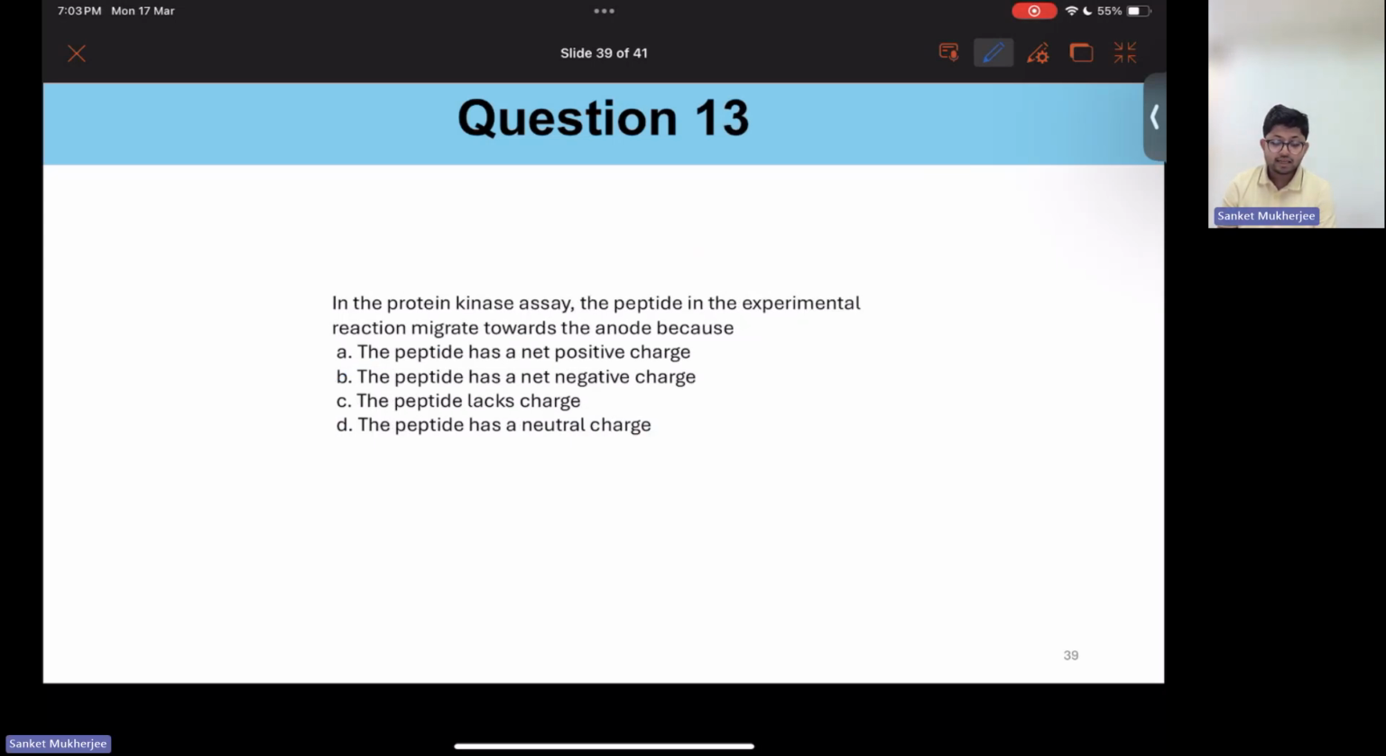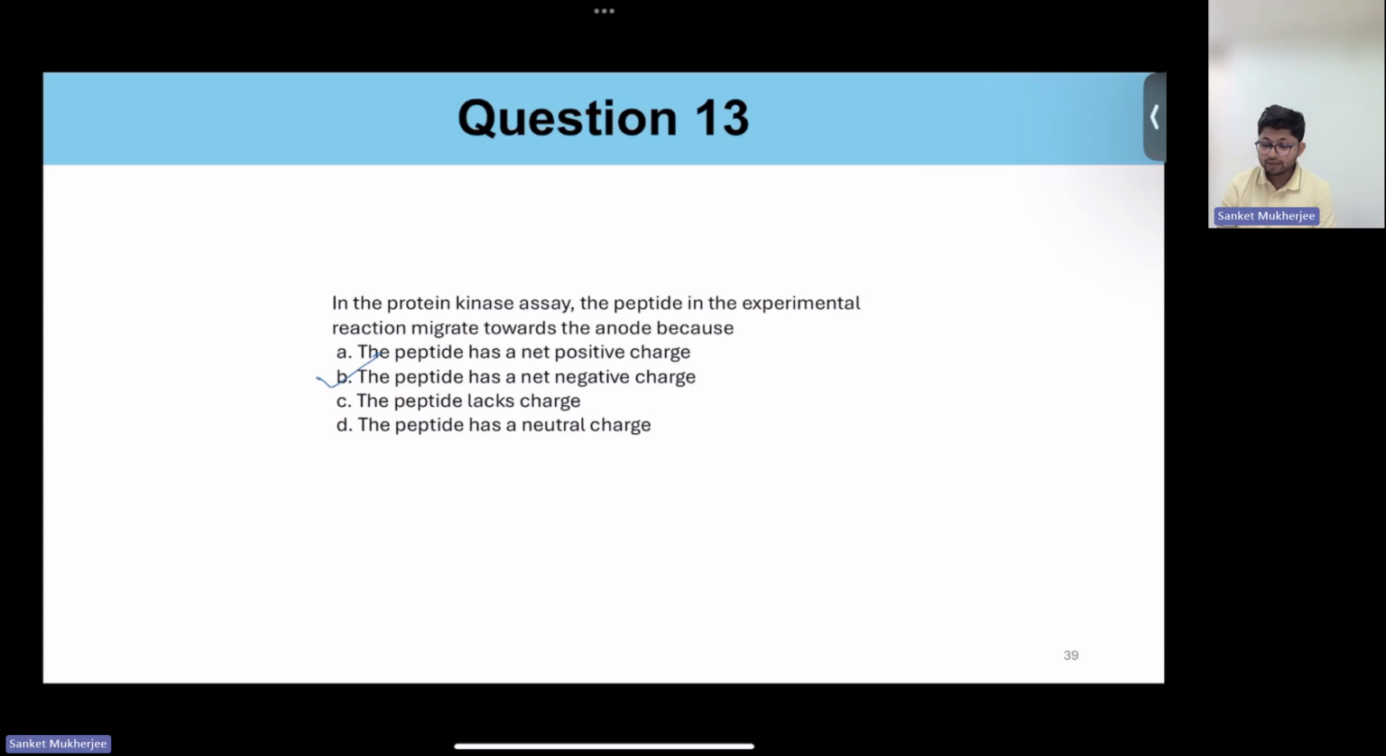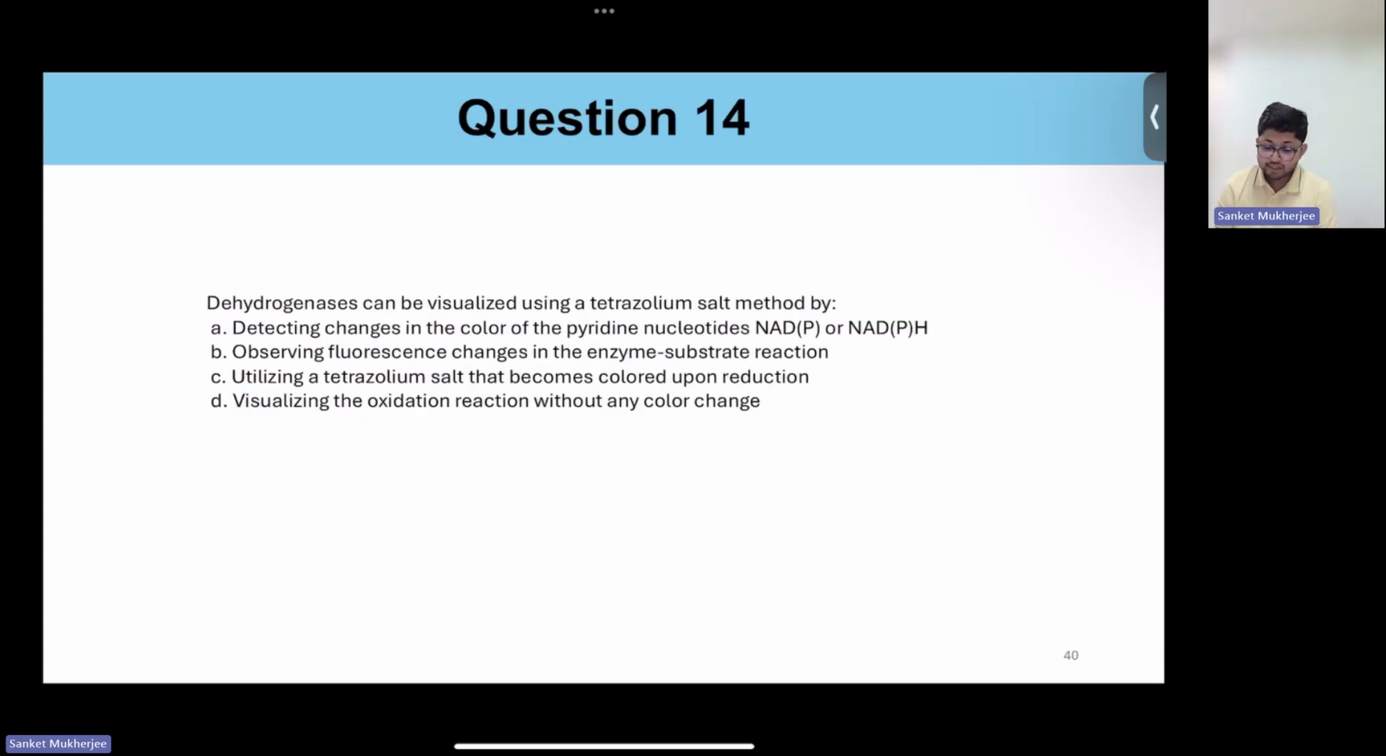In the protein kinase assay, the peptide in experimental reaction migrates towards the anode because the peptide has a net positive charge, a net negative charge, or it lacks charge or has a neutral charge. So it has a negative charge. That's why it migrates towards the anode. Dehydrogenases can be visualized using a tetrazolium salt method by detecting the changes in the color of pyridine nucleotides NADP or NADPH, observing fluorescence changes in the enzyme substrate reaction, utilizing a tetrazolium salt that becomes colored upon reduction, or visualizing the oxidation reaction without any color change. So it is using a tetrazolium salt that becomes colored.